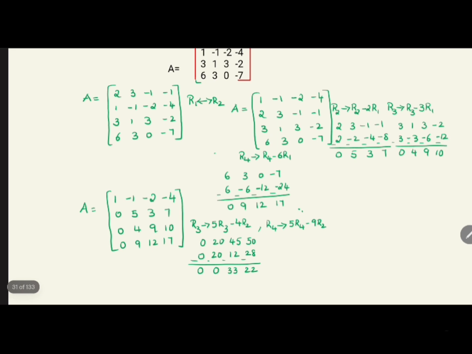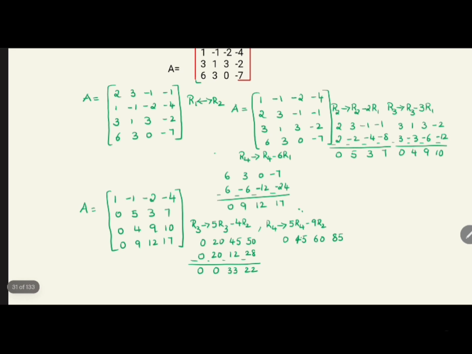Next, what is the next one? It is 5R4 minus 9R2. What is 5R4? Multiply the fourth row by 5. 0, 5 nines are 45, 12 fives are 60. Next is 85.